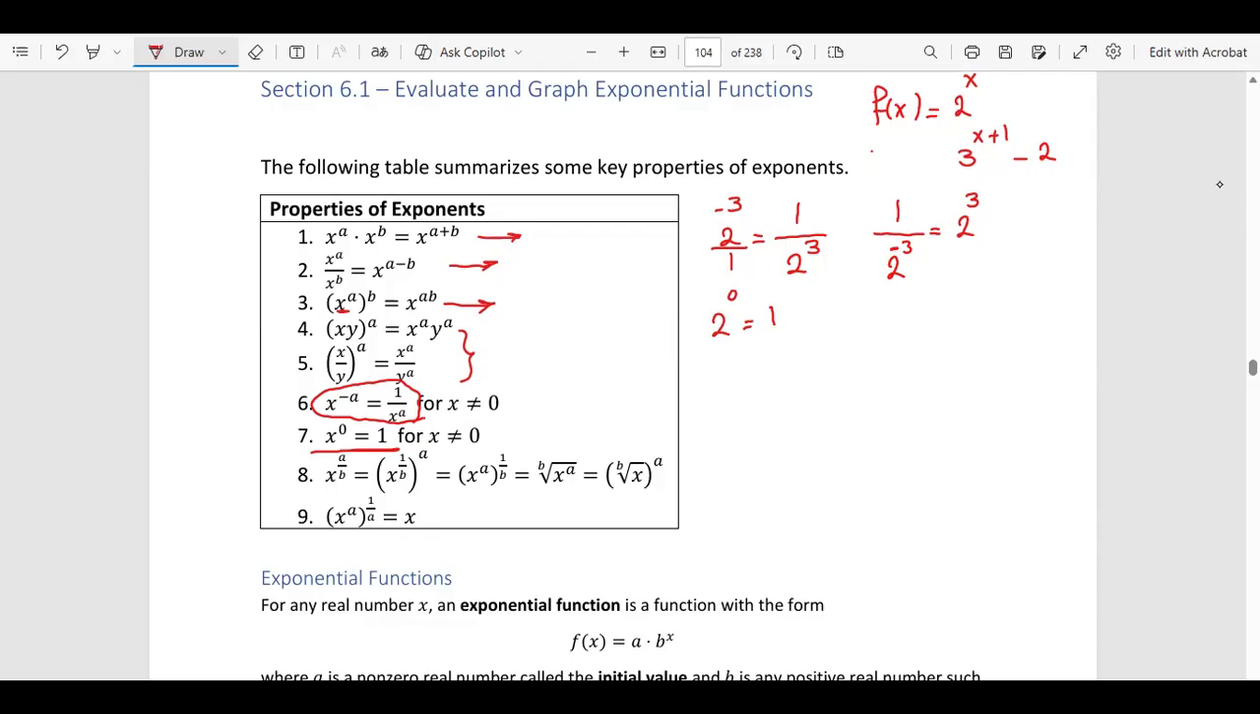X to the 0 power, 1. Anytime you see a 0 power, it's 1, even x squared, y cubed, z with the 0 power. I don't care what's inside. As long as I have a 0 power, the whole is equal to 1.